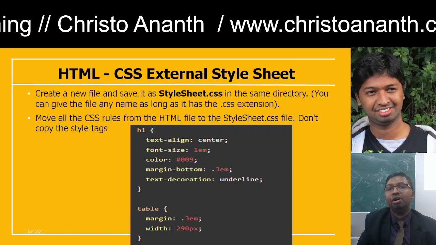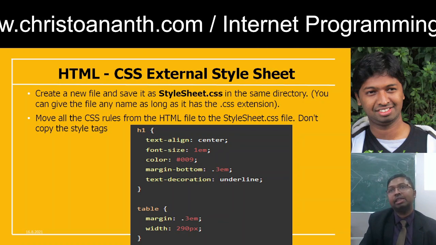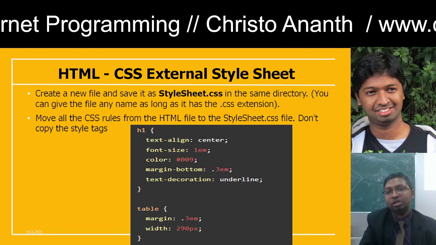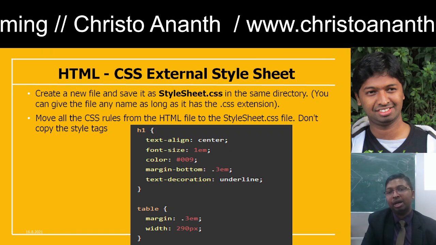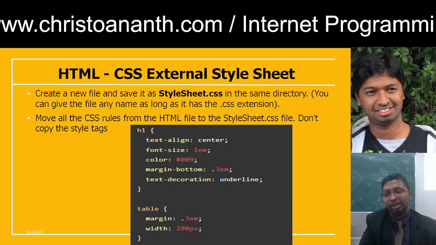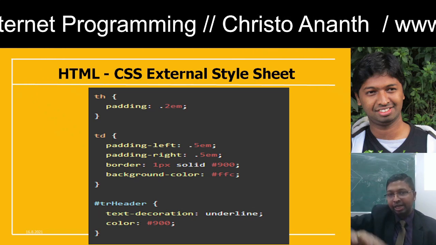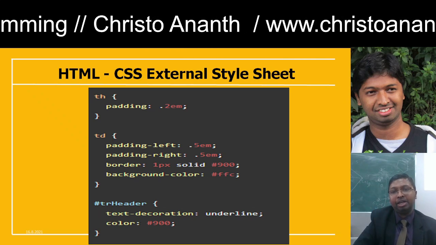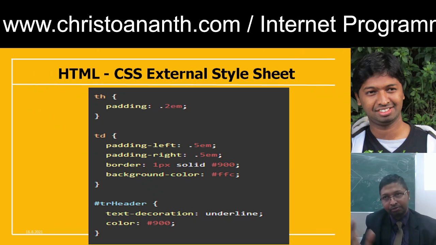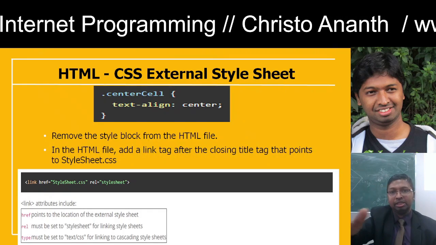So what you have to do is create a new file called style sheet.css, and you have to give it the .css extension. So the h1 text align center, font size 1em, color 009, margin bottom 3em, text decoration underline, then table margin 3em with 290 pixels. Table heading padding 2em, table data padding left 5, padding right 5, border 1 point solid 900, background color FFC. Table row header text decoration underline, color 900. Center cell is center aligned.